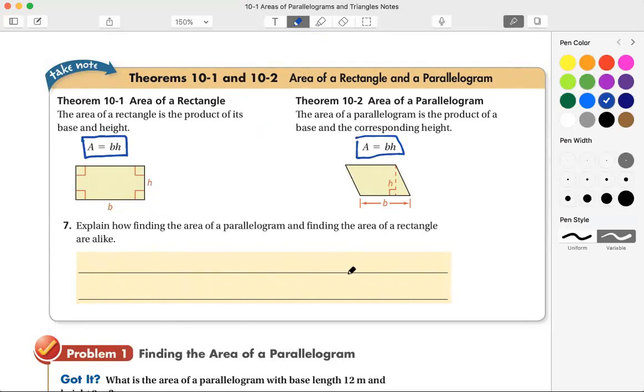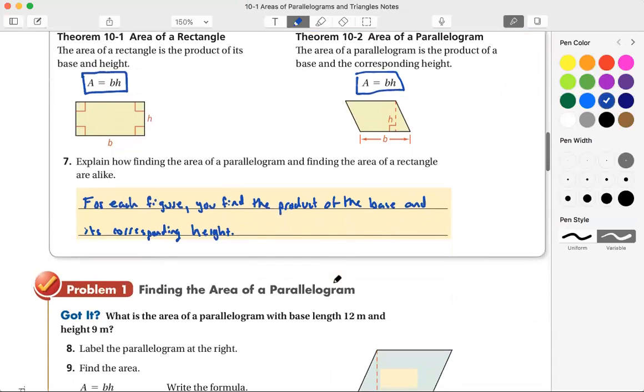So let's explain how finding the area of a parallelogram and finding the area of a rectangle are alike. For each figure, you find the product of the base and its corresponding height.